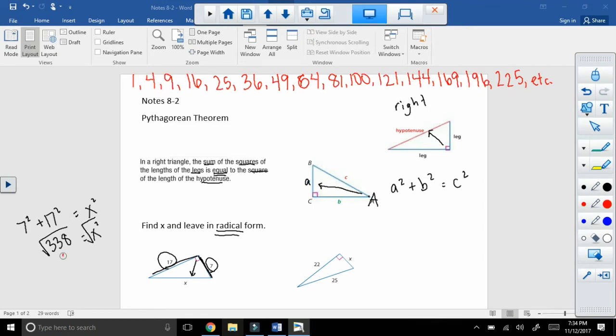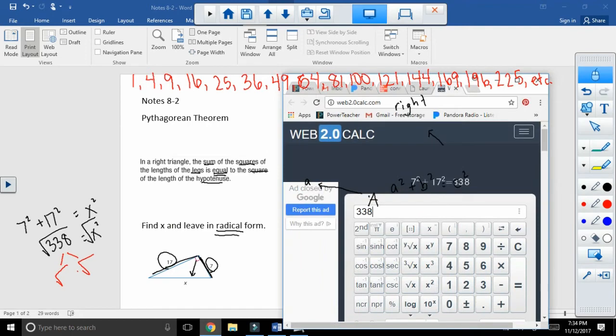What you want to do is see if there are any of those perfect squares that go evenly into 338. Because that is a bigger number, probably nothing just jumps right out at you. I could be wrong, maybe one of those numbers does, but what I would do is go to the calculator and start guessing and checking. Okay, does 4 go into it evenly? No. Just go through your list and see which one does.